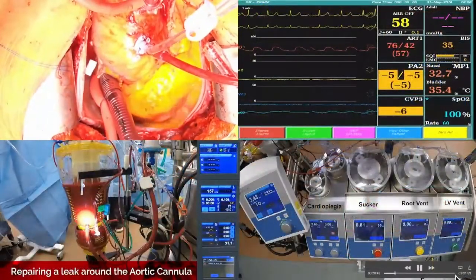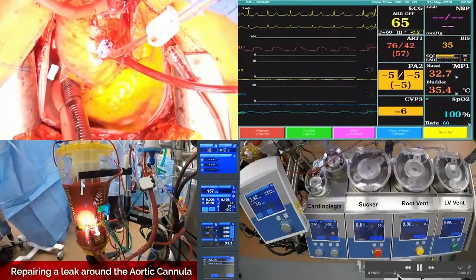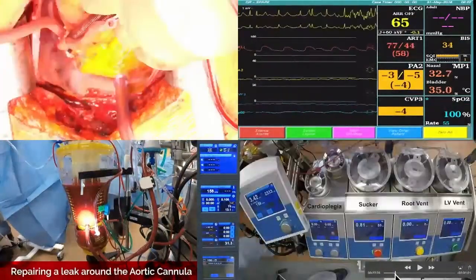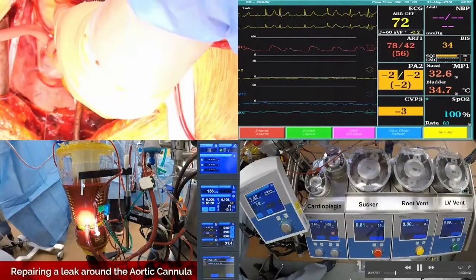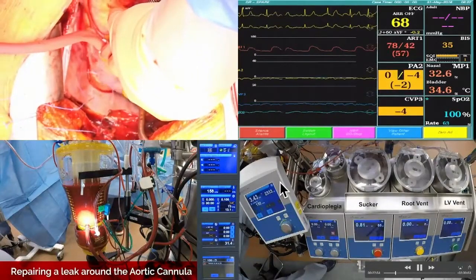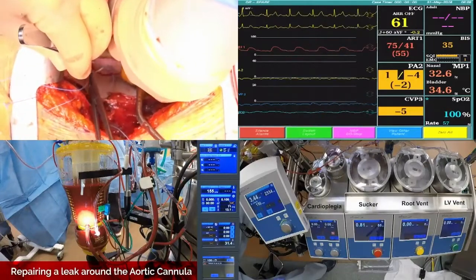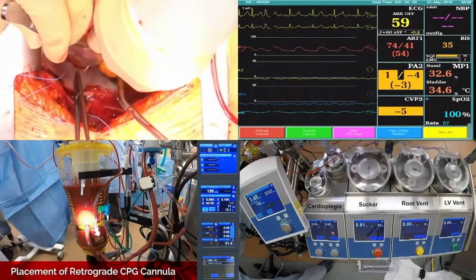So we've got what I believe is placement of the retrograde cannula at 28 minutes even. If you can get us there, that'd be great. And if I'm wrong on that, but that is what that is going to be. Yeah, that's going to be the retrograde. Okay.